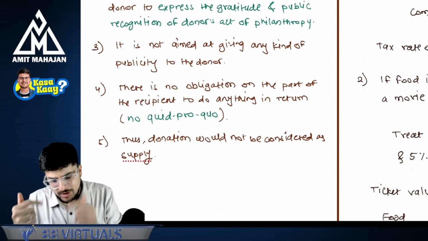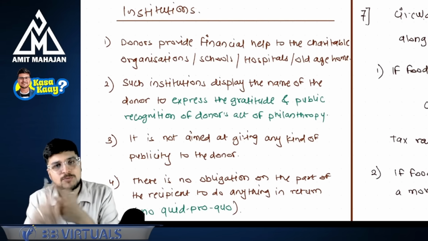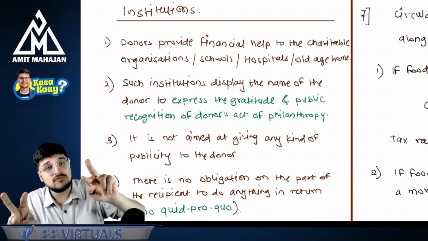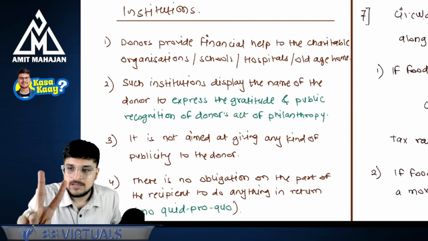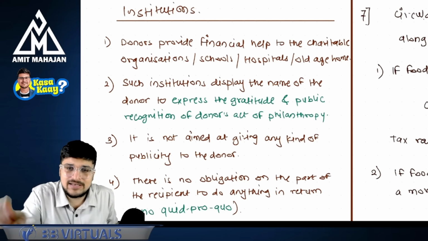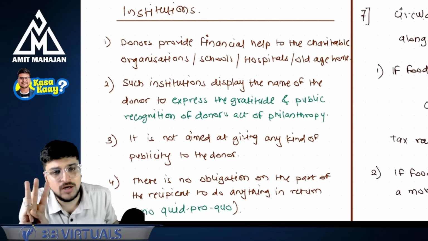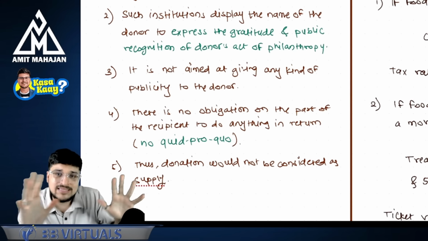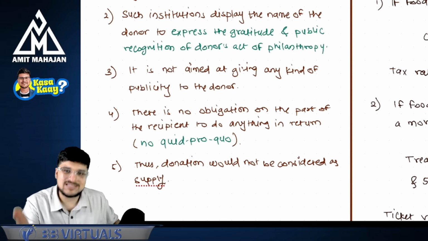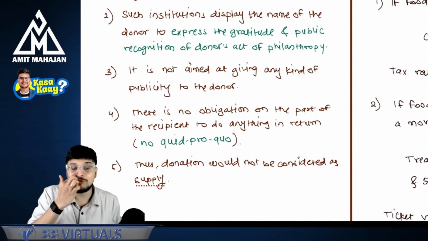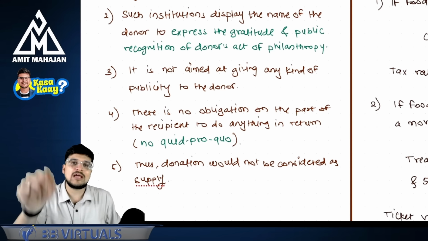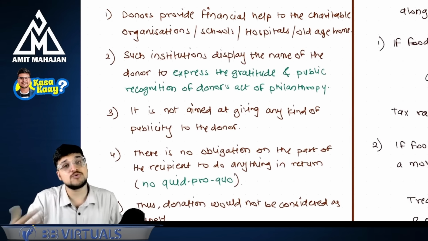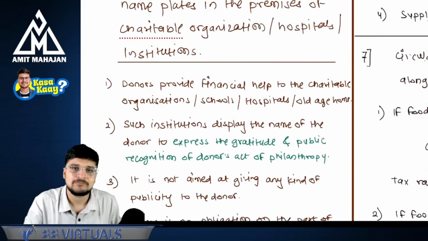First point, everybody look here and let's try to remember this. Number one, donors provide financial help to charitable organizations. Number two, they display the names of the donor to express the gratitude, correct? Number three, the things which they are doing, that is writing the name, is not aimed at giving any kind of publicity to the donor. Point number four, there is no obligation on the part of the recipient to do anything in return. And number five, thus this donation will not be considered as supply. You have to remember these 5 points. I'm telling you, consciously put 10-15 minutes to remember these sentences, you will be sorted, because questions usually are asked on this point.